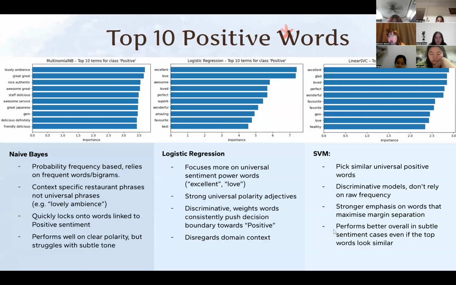Here we compare the top 10 positive words from each model. Naive Bayes focuses on frequent and domain-specific phrases like lovely ambience. Logistic regression highlights universal words like excellent and love. And SVM emphasizes words that best separate classes, handling subtle tone differences better. So while they share similar words, each model interprets them differently.